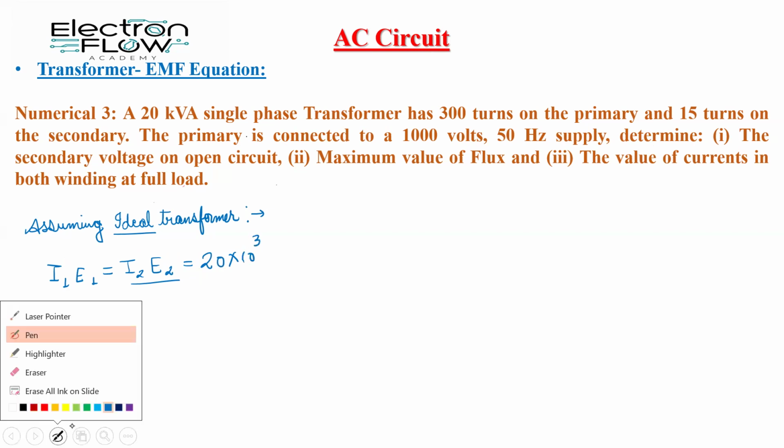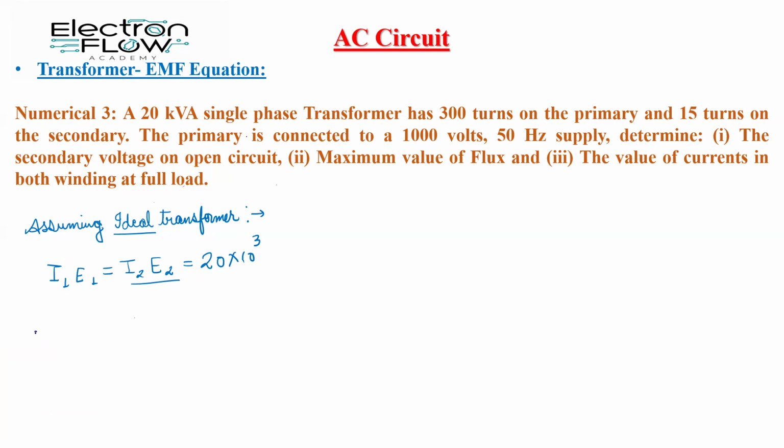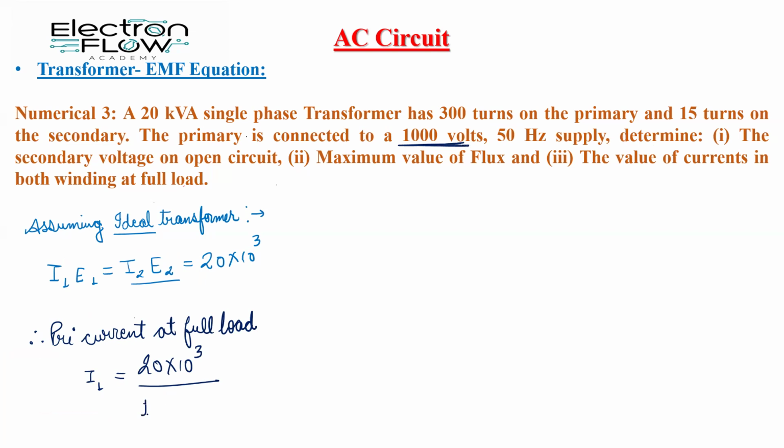Okay. So here, the primary current at full load, meaning I1, is equal to nothing but 20 into 10 to the power 3 divided by E1. The value of E1 is given to us, which is 1000 volts, divided by 1000. So the value of I1 here, I get 20 ampere. Okay.